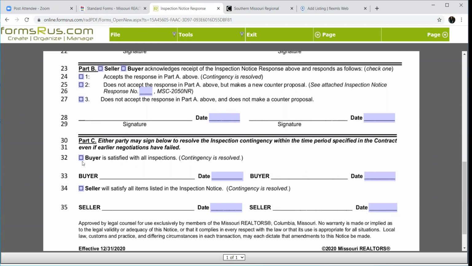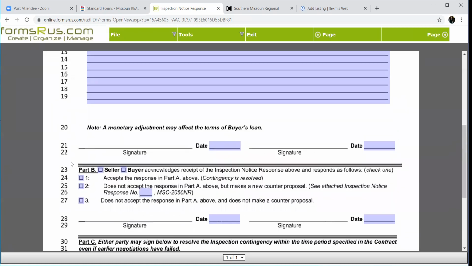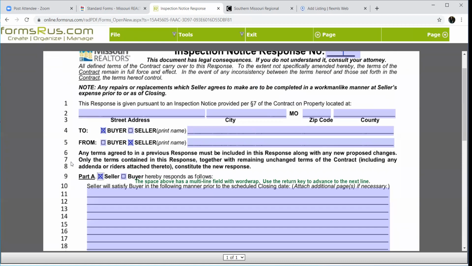Remember us throwing our hands up in the air? That's what this Section C is. Section C says, okay, the seller's like, all right, I'll just fix everything on your initial report. Or the buyer says, okay, we'll take the property without any repairs. That's what Section C is for. You probably won't utilize that a whole lot, but that's what it's there for. Okay? Questions on inspections, notices?